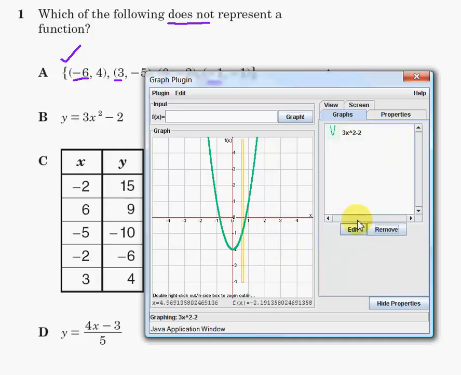Remove that one. I can do a vertical line test to check to see if it's a function, and any vertical line that I put through here will only intersect at one point. So this does pass the vertical line test, and it is a function.